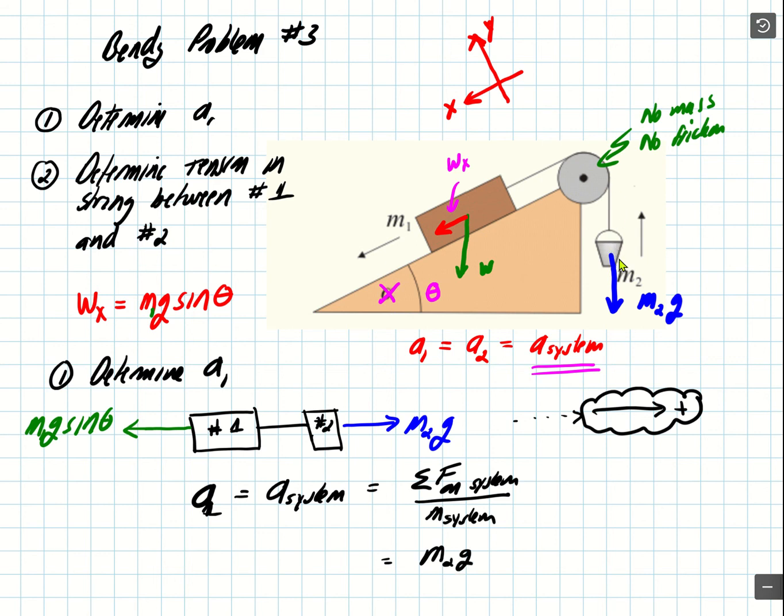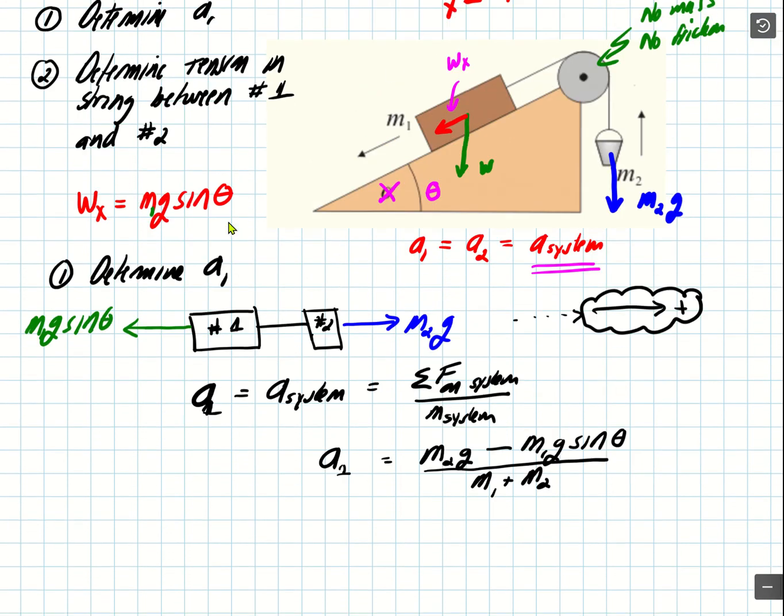It would tend to cause this little bucket number 2 to come down this way. But there's another force that's going to tend to want to make it go down the ramp, and that's our m1g sine theta. And that's negative because in our straightened problem, it's going to the left, and in the real problem, it's going down the ramp. So that's m1g sine theta. And the total mass is going to be m1 plus m2. And there is the answer.